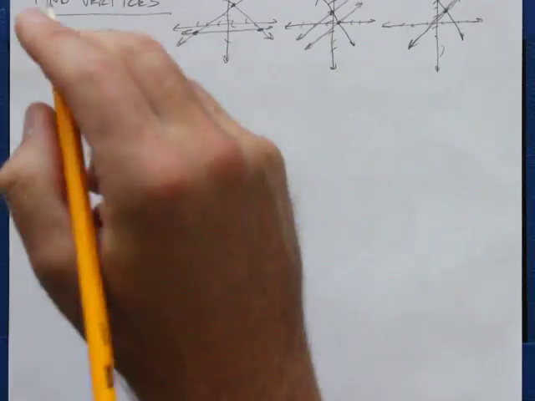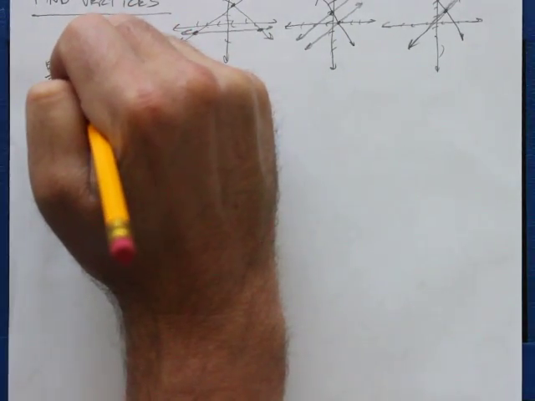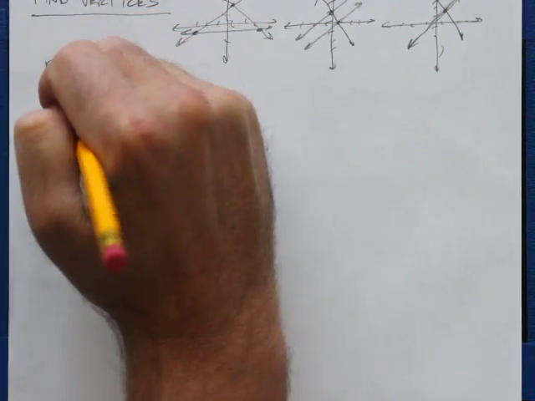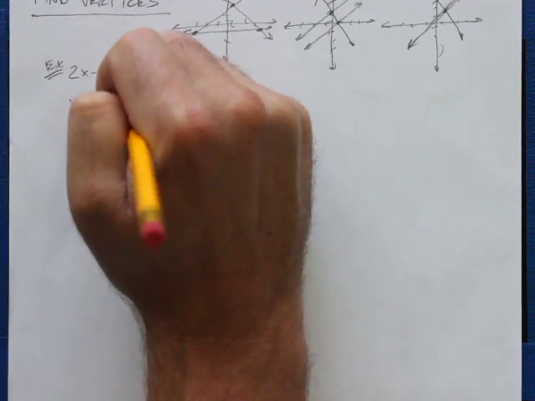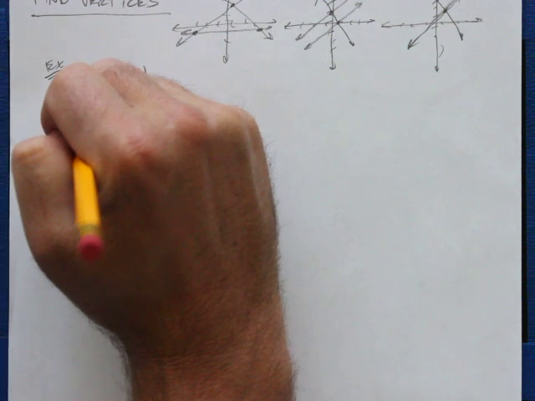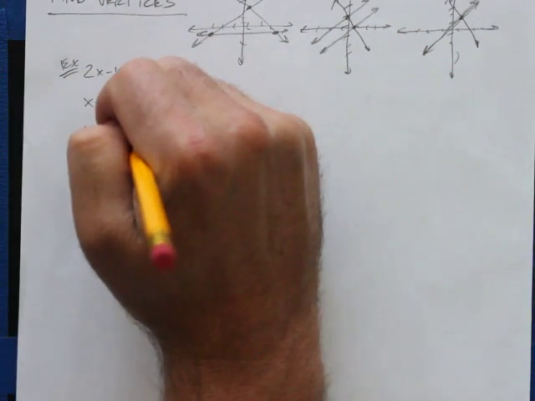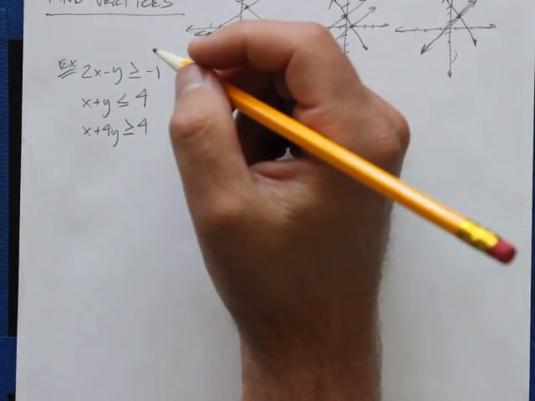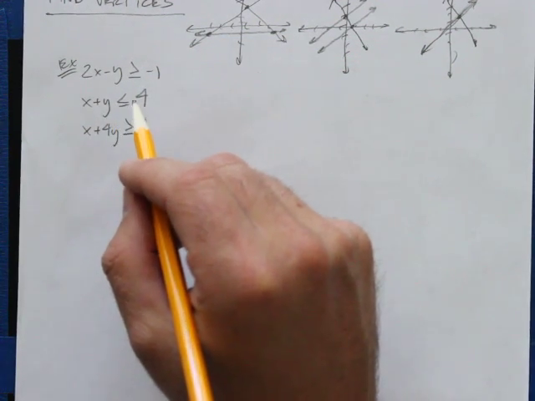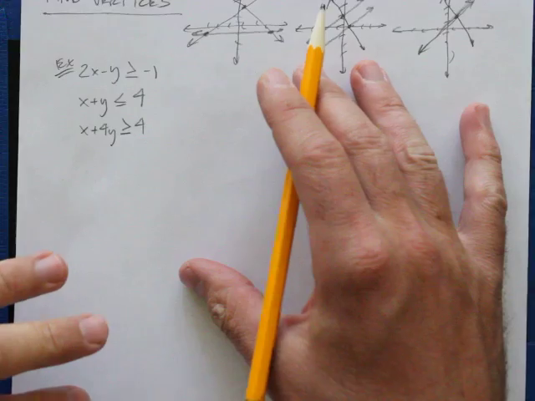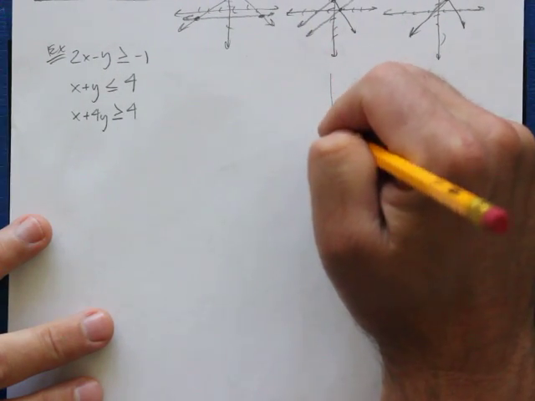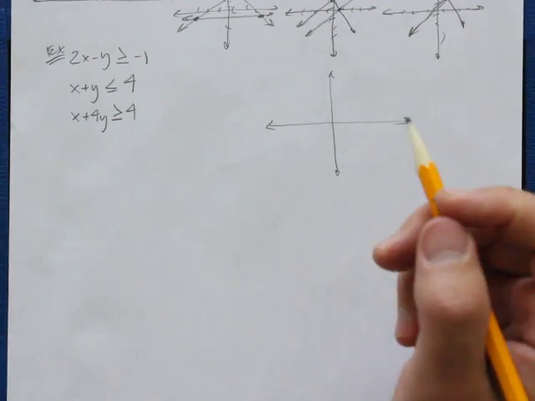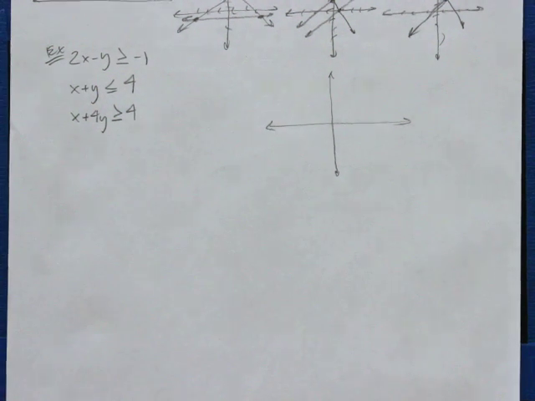When we're looking for vertices, I've got 2x minus y is greater than or equal to -1. I've got x plus y is greater than 4. And I've got x plus 4y is less than or equal to 4. All right, all of these are less than or greater than or equal to. What I need to do here in order to graph this, because I'm going to graph these to help me know how many vertices I'm going to be looking for.